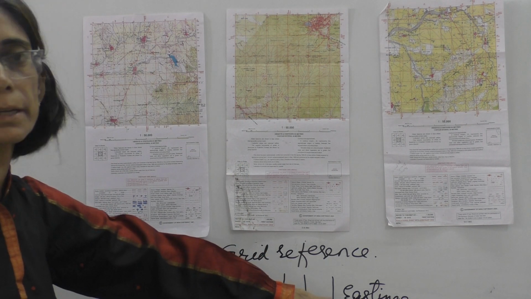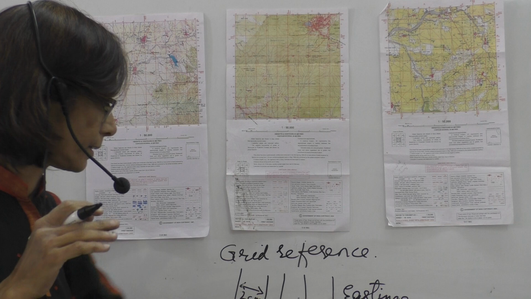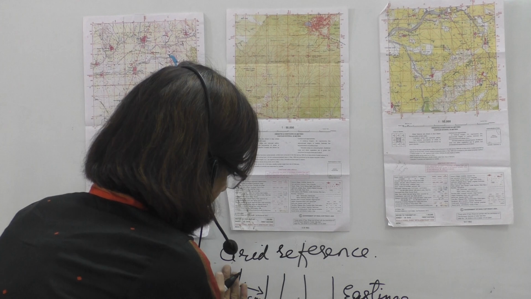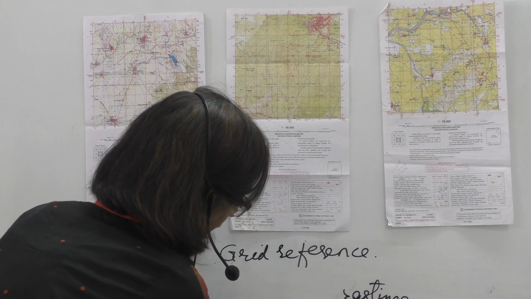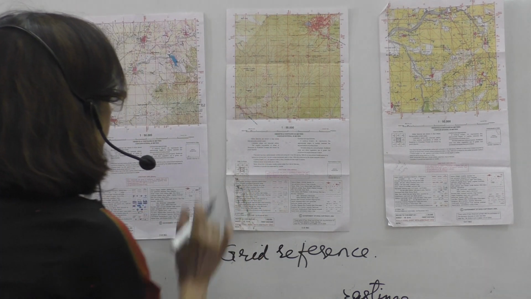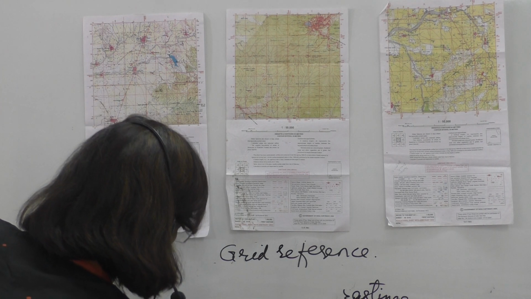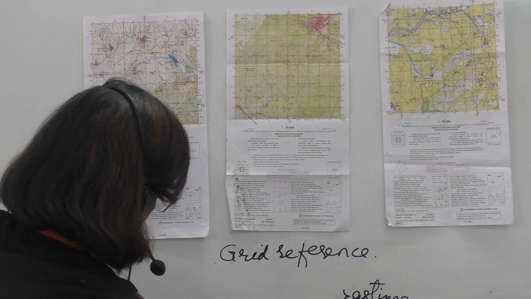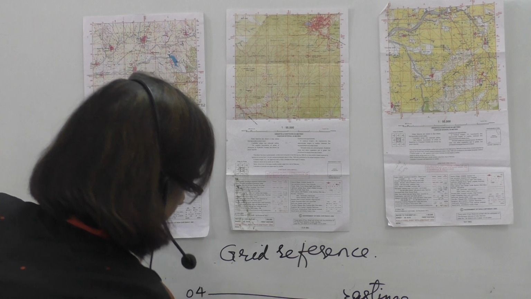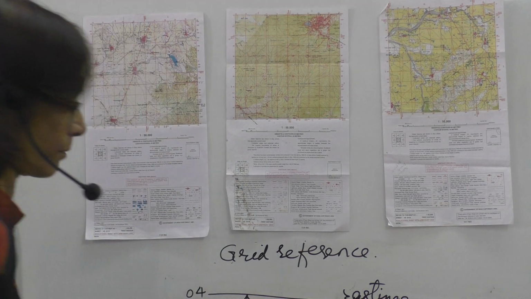Each of these is called eastings, so their number increases towards the eastern side, towards the right. Similarly, we have the northings. For this topo sheet, the northings are 02, the next one is 03, 04. The number is increasing again. This distance is 2 centimeters.